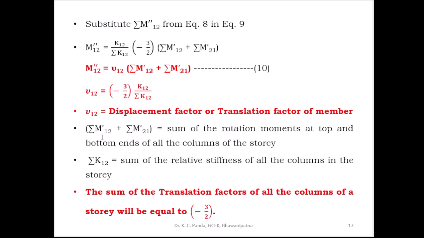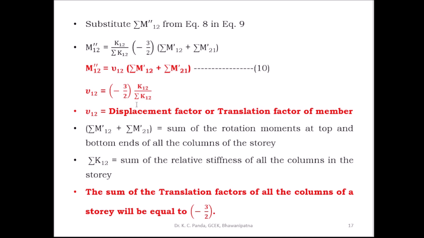And the summation of m dash 12 plus summation of m dash 21 is the sum of rotation moment at top and bottom ends of all the columns of the story. And summation of k12 is the sum of the relative stiffness of all the columns in the story. The sum of the translation factor of all the columns of a story will be equal to minus 3 by 2. Always you have to check the sum of the translation factor of all the columns of a story, that should be minus 3 by 2.